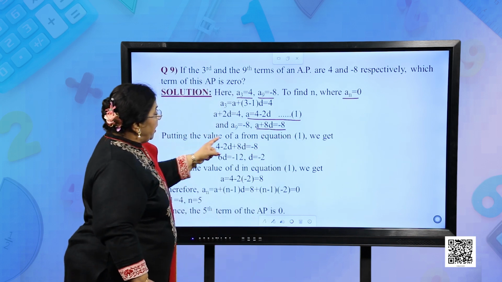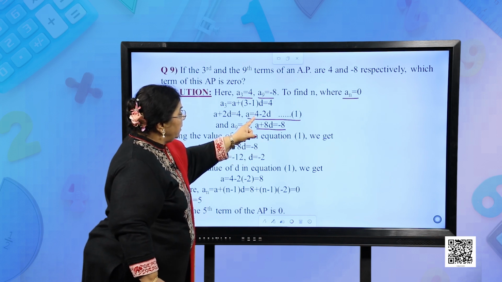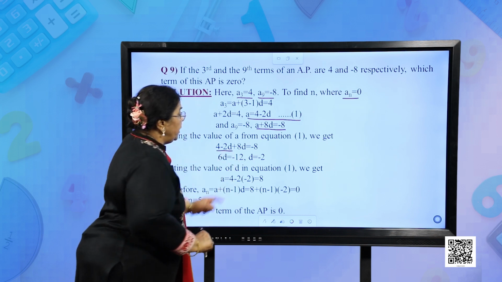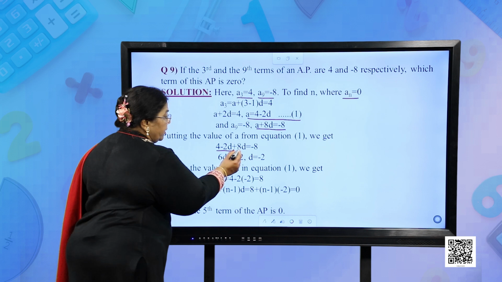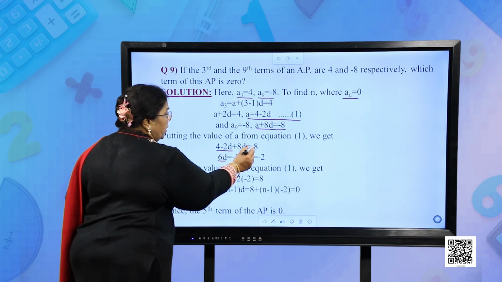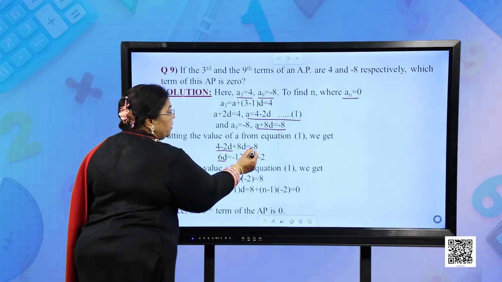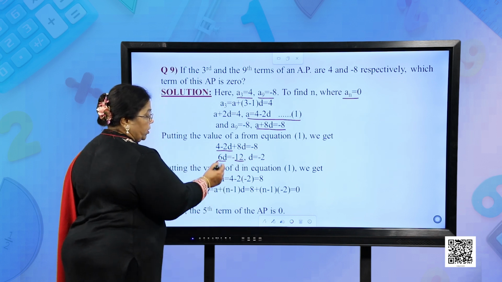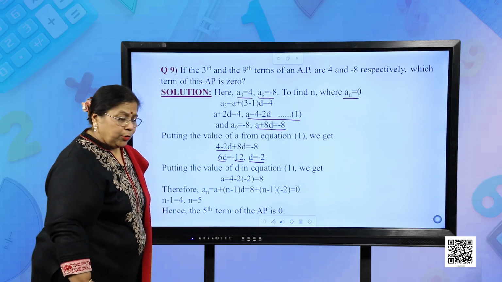Here putting the value of A from equation 1, what is A? 4 minus 2D. If I put this, 4 minus 2D plus 8D is equal to minus 8, what do I get? 8D minus 2D is 6D. 6D is equal to minus 8 minus 4. If I take it to the other side, it will give me minus 4. Minus 8 minus 4 is minus 12. On simplifying, I get the value of D as minus 2.